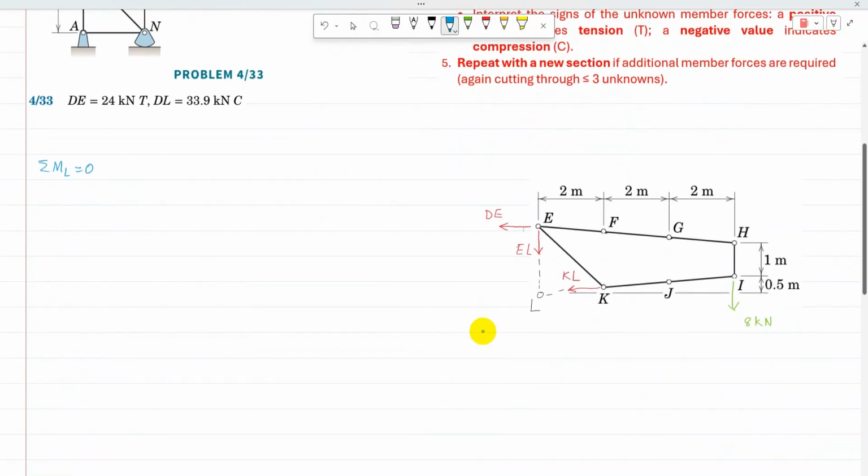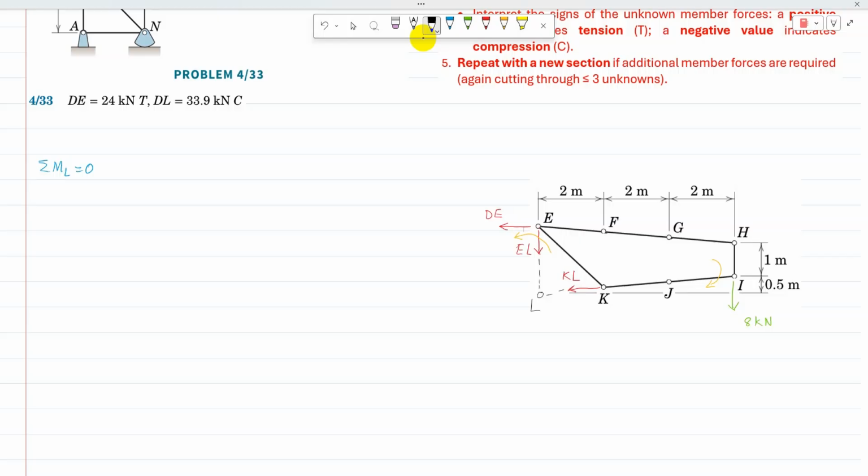So the distance here is 2L. DE is going to produce a moment about L, and that is the direction of the moment. That is anticlockwise. Now the line of action of the 8 kilonewton load is here, and the distance from the line of action of the 8 kilonewton to L is a straight distance equal to 6. The 8 kilonewton load is going to produce a moment in the clockwise direction.